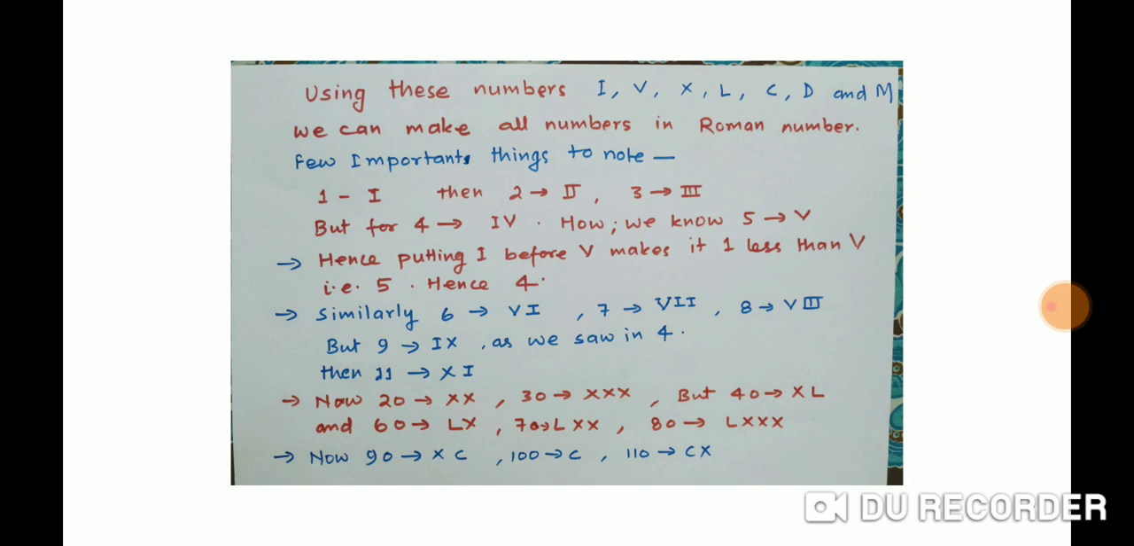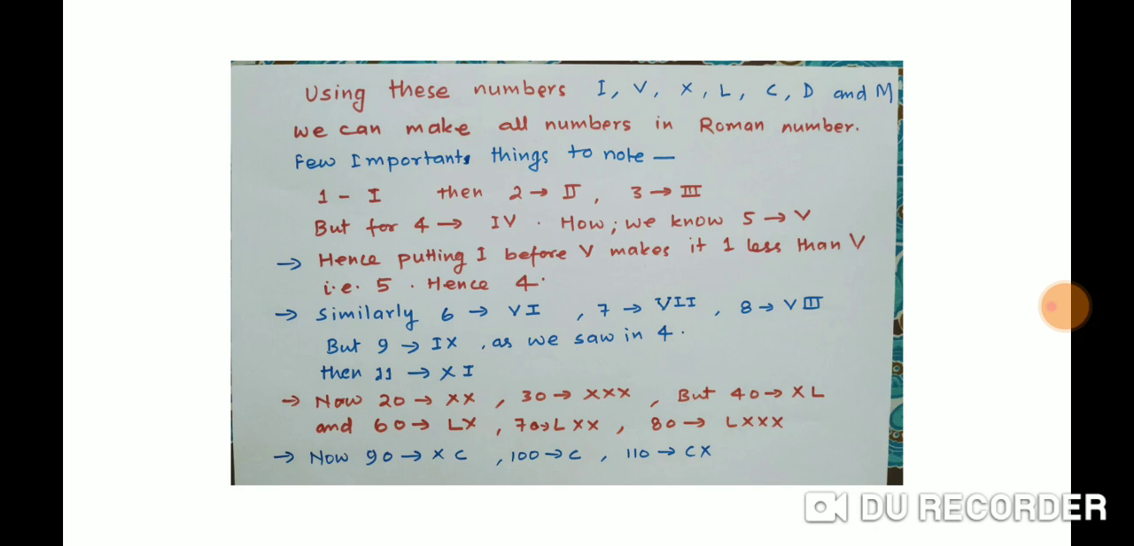A few important things to note. 1 is I, then 2 is II, 3 is III, but 4 is IV. How do we know? 5 is V, hence putting I before V makes it one less than 5, hence 4. Similarly 6 is VI, it means we are adding 1 to 5. Then 7 is VII, 8 is VIII, but 9 is IX, as we saw in 4.